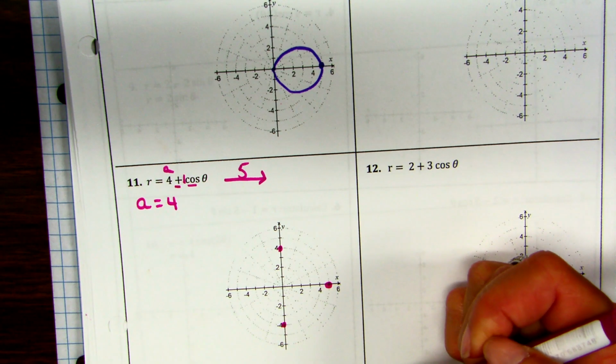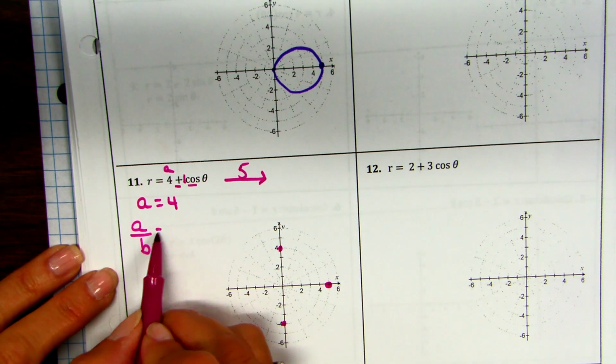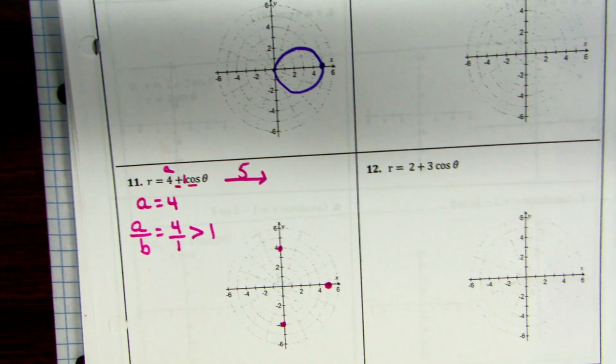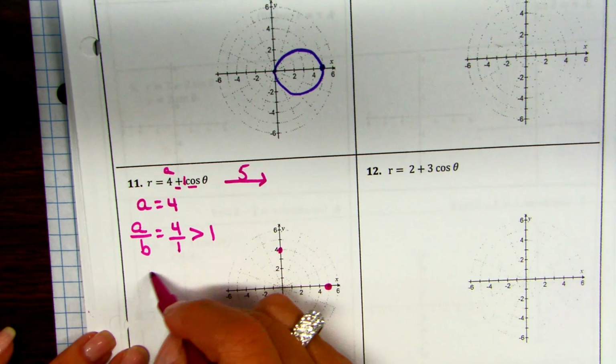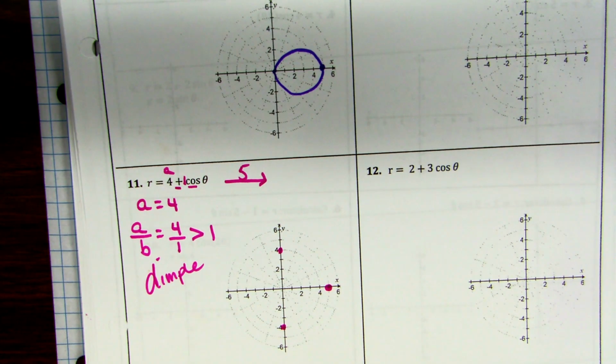And I need 1 more point. So that comes from which type this is. Remember, we always do a over b. a over b, that's greater than 1. If it were equal to 1, it would be a heart. If it were less than 1, it would be a loop, L's, remember? If it's greater than 1, it's the other one, the one I don't have a cutesy way of remembering. Dimple. Yep.